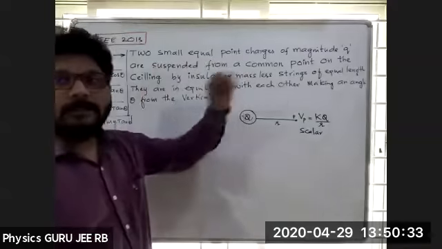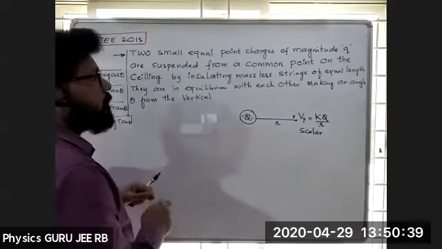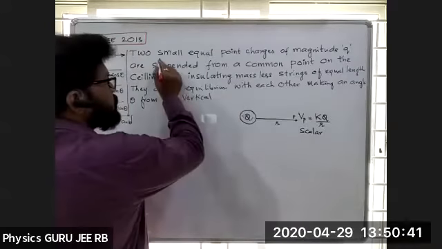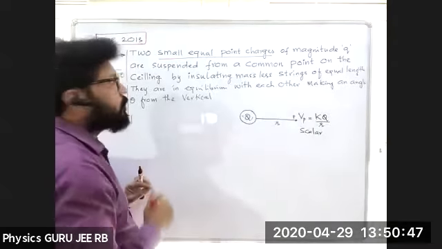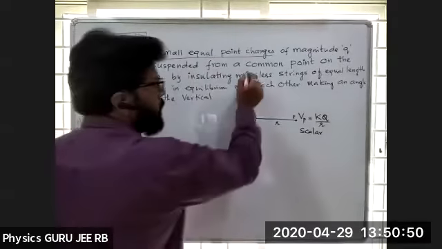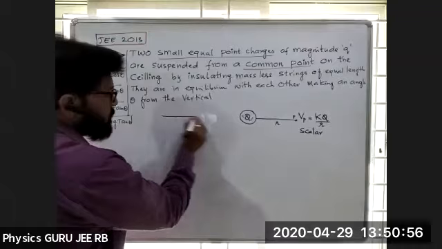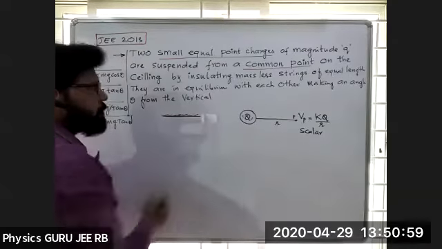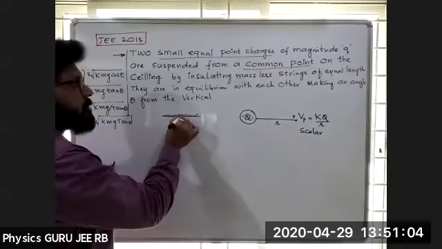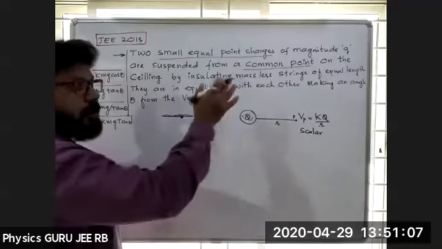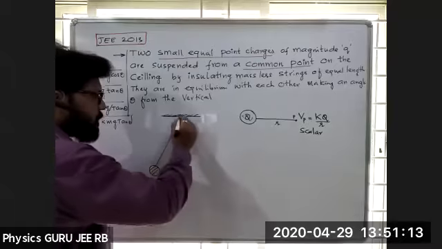Two small equal point charges of the same magnitude Q are suspended from a common point. If I draw the diagram, it looks like this: a suspension, a rigid support. Both are equal in magnitude, so immediately they will repel from their positions like this.